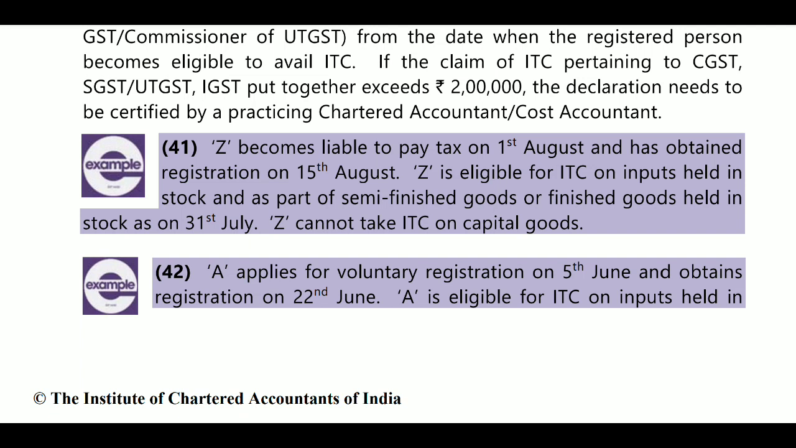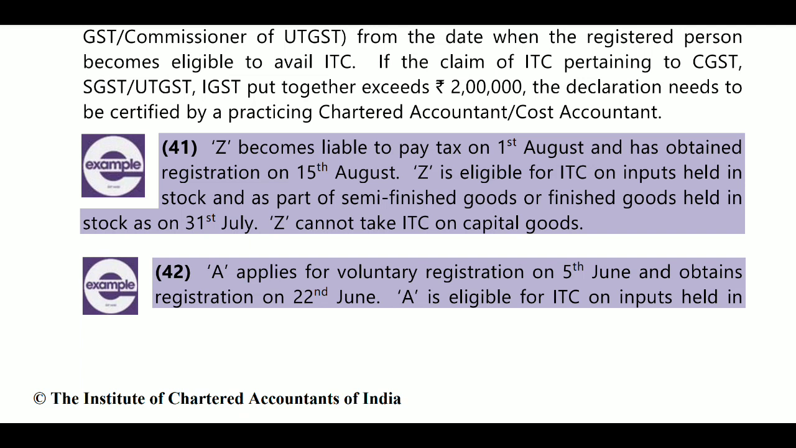Cannot take an ITC relating to capital goods. In case of a person liable for registration and a person obtaining voluntary registration, they cannot get the capital goods ITC. Only the persons who are switching from composition levy to regular scheme and the person who is converting from exempted supplies to supplies becoming taxable, these two persons only will claim the input tax on inputs and on capital goods.